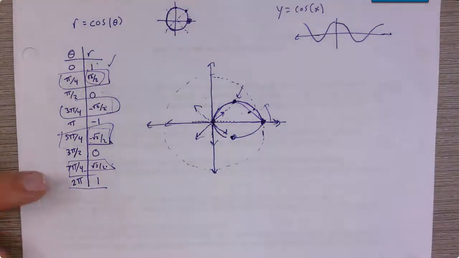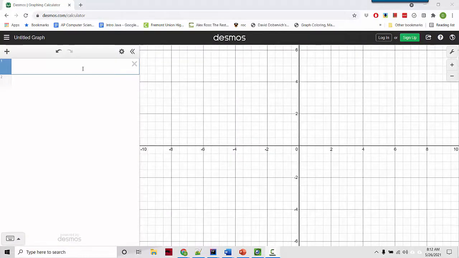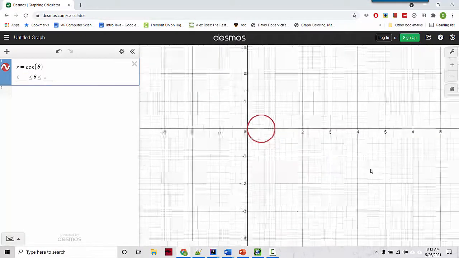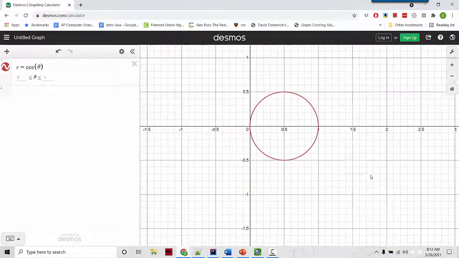Let's take a peek in Desmos. So you can double check all your polar thinking here by saying r equals cosine and then just type the word theta. And so you can see that my sketch wasn't very good, because r = cosine theta actually makes a circle.